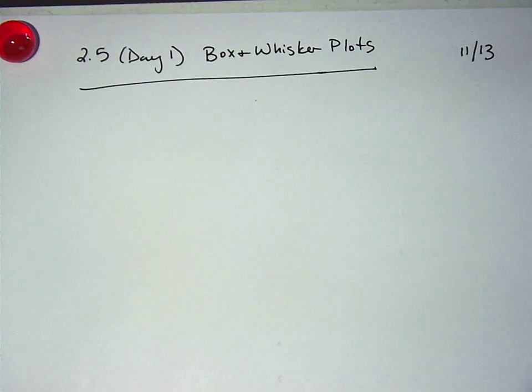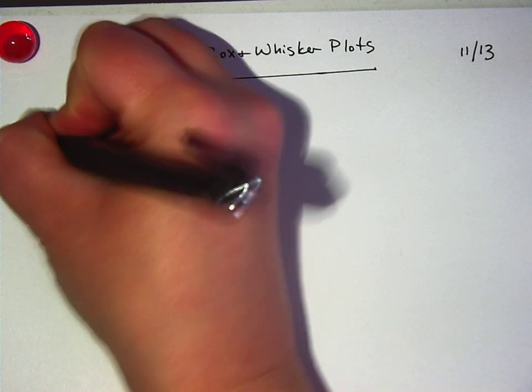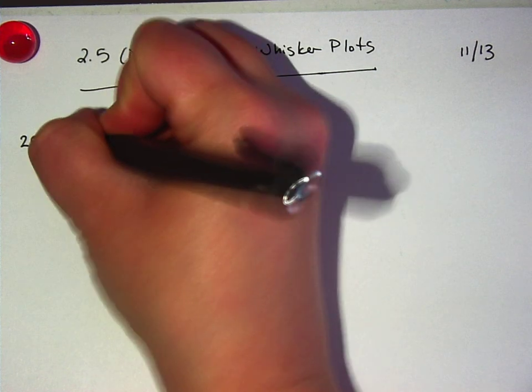All right. So let's talk about box and whisker plots. Have you heard of these before? We're going to start with a data set that unfortunately we're not going to make up. We're just going to use a data set that already exists.